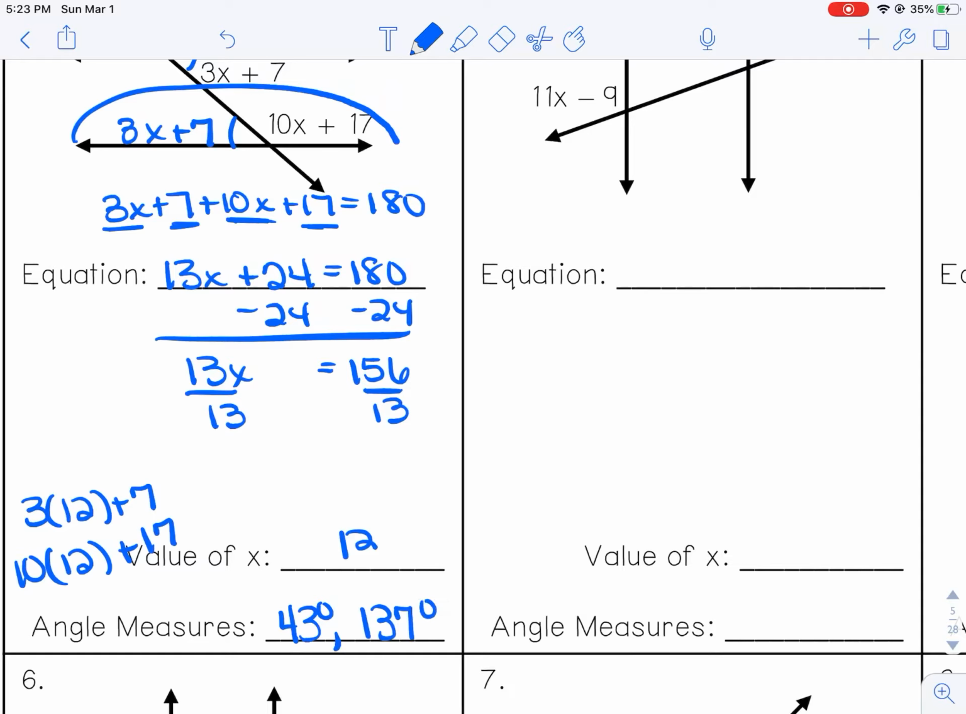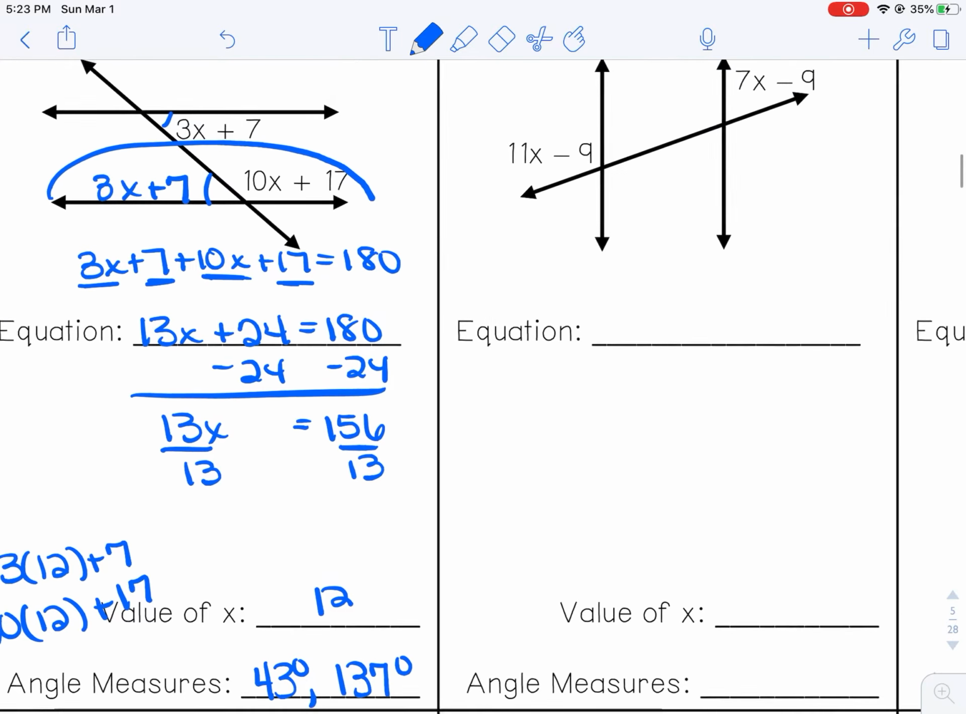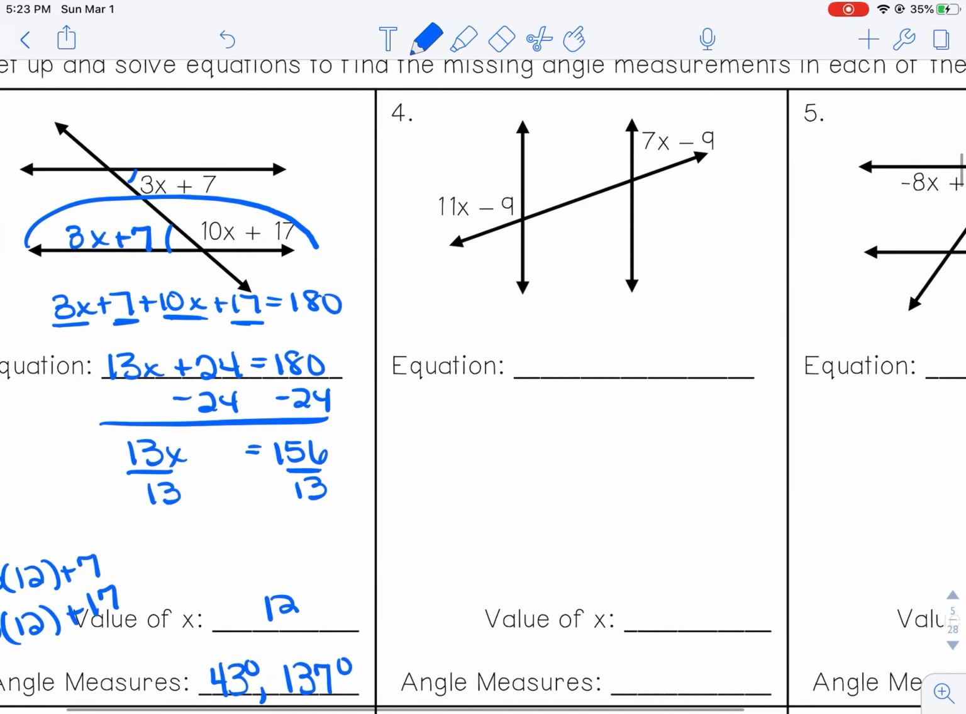Again, those two angles are not going to be the same because they are supplementary, which means if you add them up, they should equal 180. Okay, let's take a look at number 4. All right, we have them on the same side, even though the parallel lines are directioned a different way.